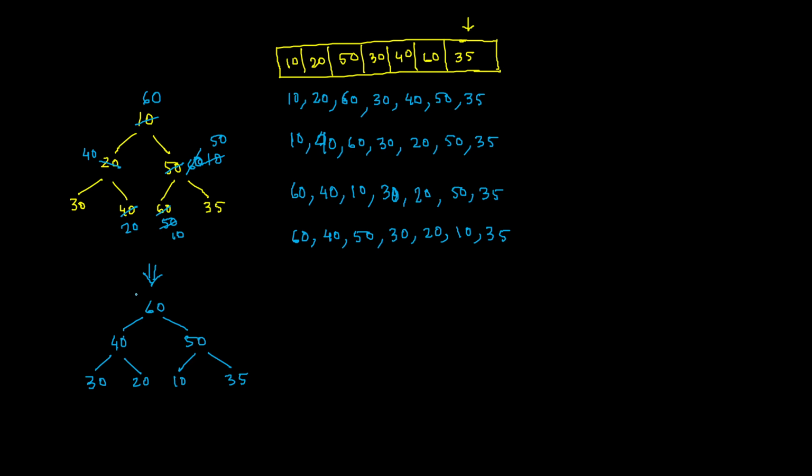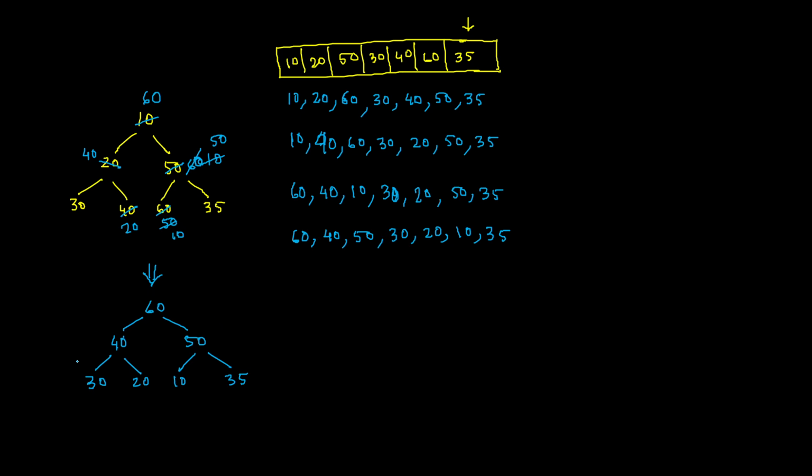So one thing, just try to realize it: I have checked this side only. Why have I not checked the left side? The reason is that I have swapped 10 with 60, which was present here. If 60 were somewhere on this side, then I would have had to check this side. So it totally depends upon which side you are actually swapping. Okay.